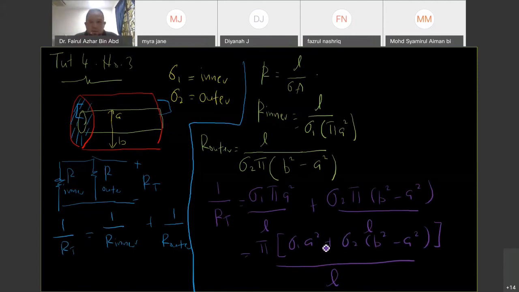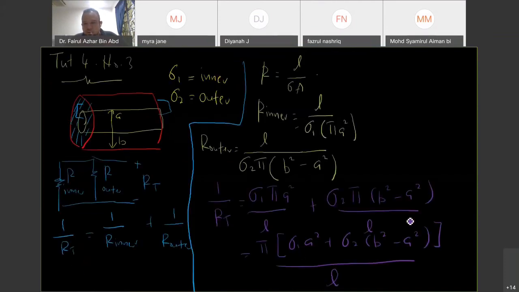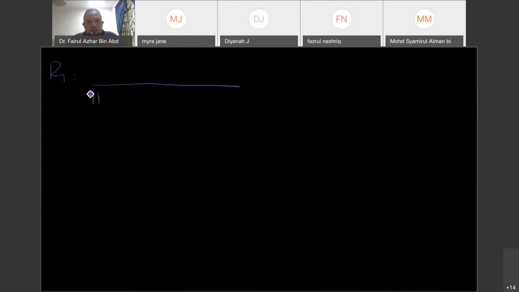Then to find R_T, we just invert this equation. This part becomes our denominator: pi times sigma 1 a squared plus sigma 2 (b squared minus a squared), and the top will be L. This is the same as the expression that we needed to find.